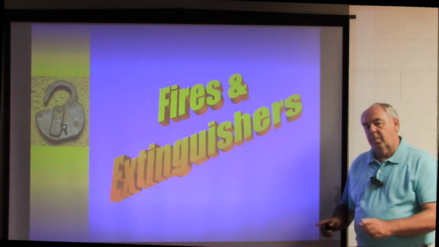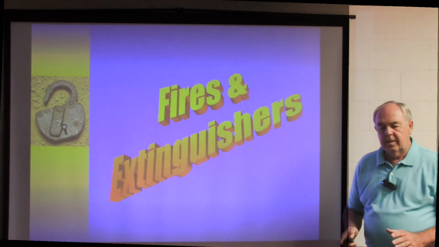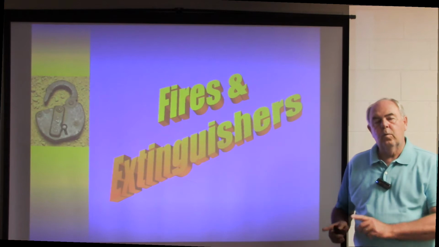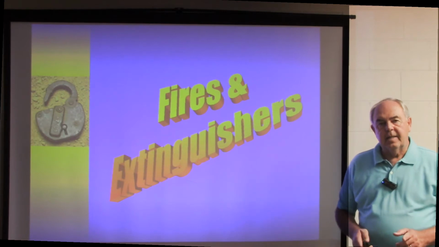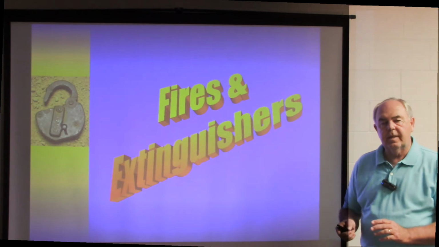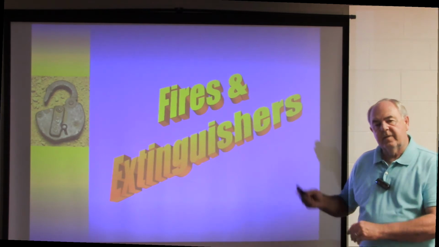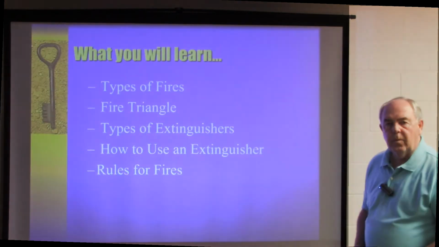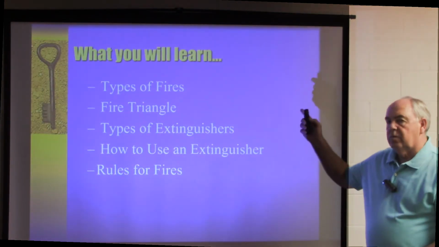Fire extinguishers, or portable fire extinguishers, are found in the OSHA standard under 29 CFR 1910.157. 29 CFR, Code of Federal Regulations, 1910 indicates general industry, and 157 indicates the rules and regulations, or the standards, for portable fire extinguishers.